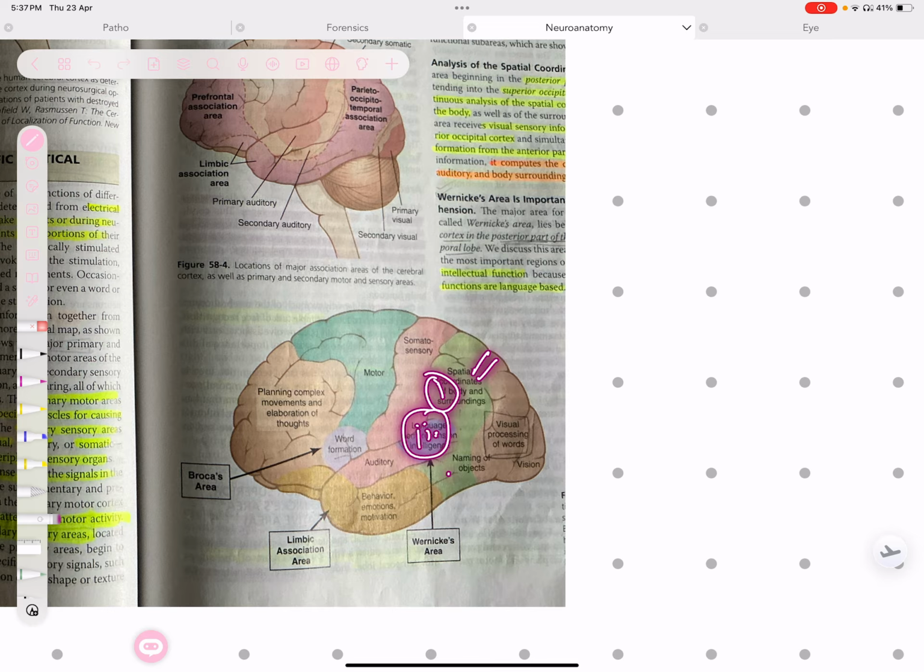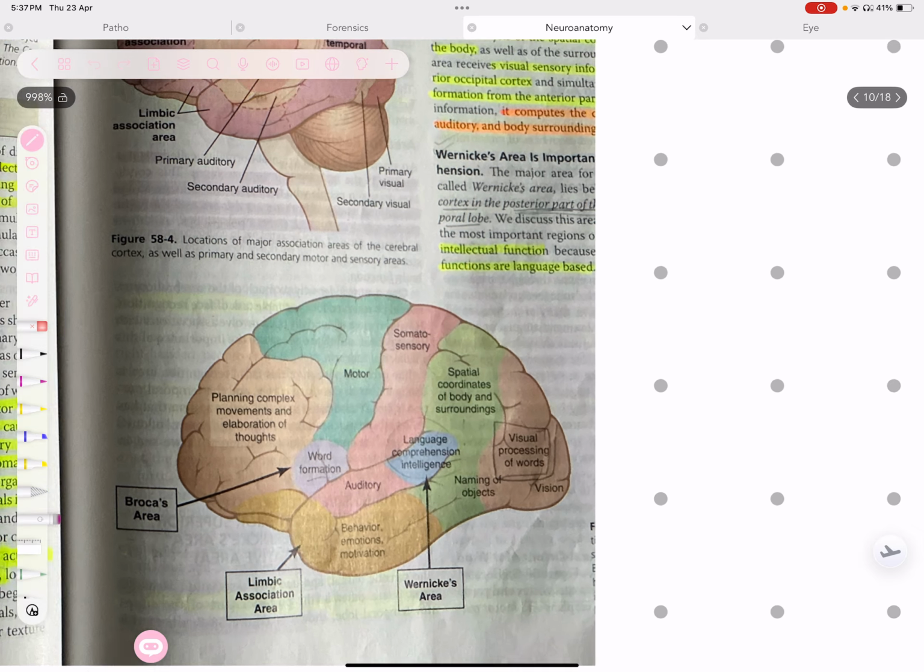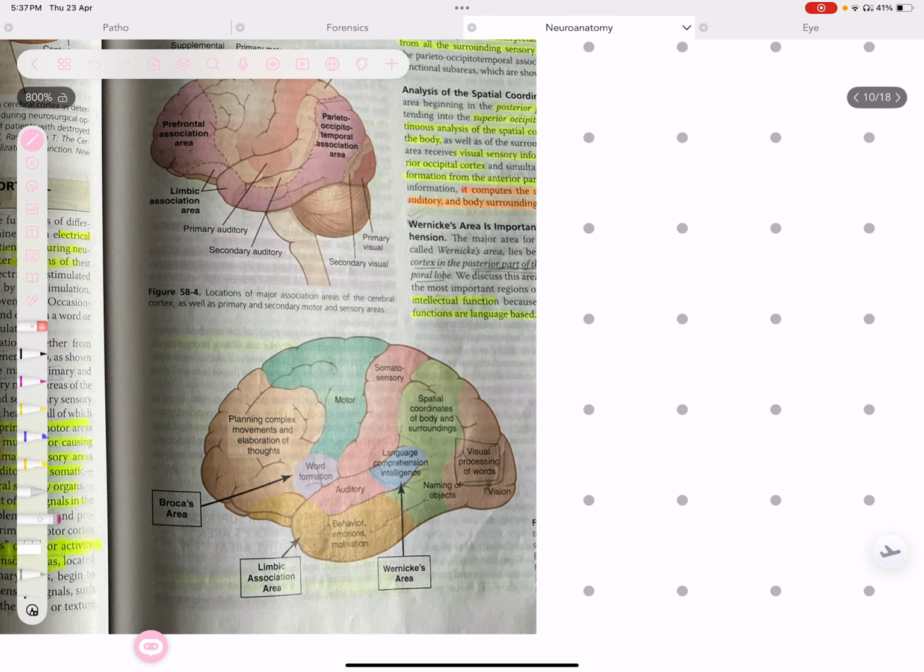The third function is naming of the objects, and fourth is the angular gyrus, which is visual processing of the words, or the reading area, right? The analysis of the spatial coordinates. So basically, this is situated anterior to the somatosensory and posterior to the visual area.